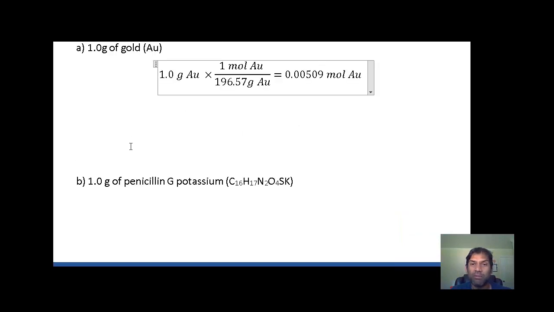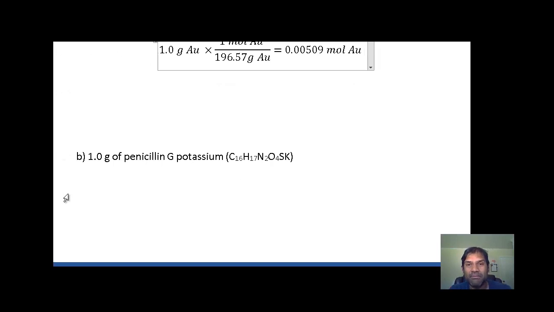Even though both these problems tell you it's 1 gram of a substance, just realize the problems that you may encounter are not 1 gram. You may get 5 grams or 100 grams or 10,000 grams, or even decimals, 0.56 grams or 5 times 10 to the minus 6 grams, 5 nanograms. So just be aware your starting unit may change. Here we have 1 gram of this drug, penicillin G potassium, so we're going to do the exact same thing.